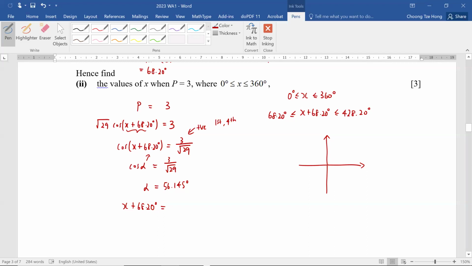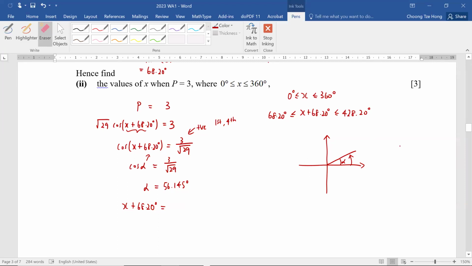Okay, so if you take a look at this, the first alpha is here. If we take the very first alpha in the first quadrant, you find that the answer is 56.145, because the general angle now equals the basic angle in the first quadrant. You can see that it's not inside the range, because we want to search from 68.20 to 428.20. So 56.145 is actually outside the range, so we wouldn't take this angle.